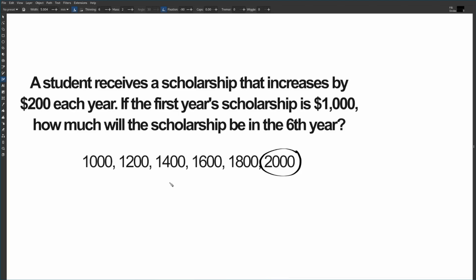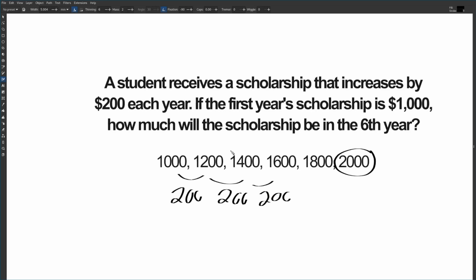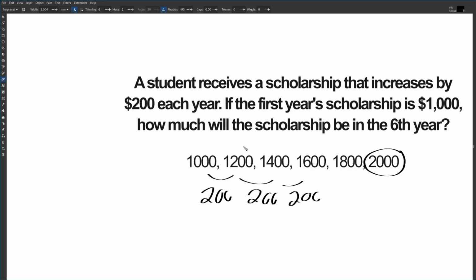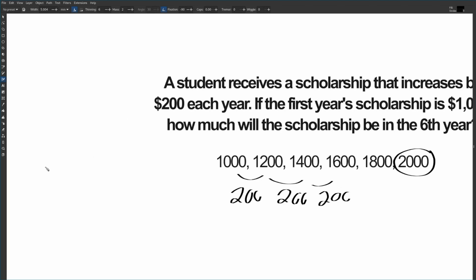And notice what we did here. Each time we were just adding 200, 200, 200, 200. And there's a way to write this mathematically. When we're just adding or subtracting, we can use a recursive definition, which is basically just describing mathematically what we did here. We use these braces. We define our first term. a of 1 refers to the first term, a of 2 is the second term, and so on. To define the first term, that's 1,000 here.